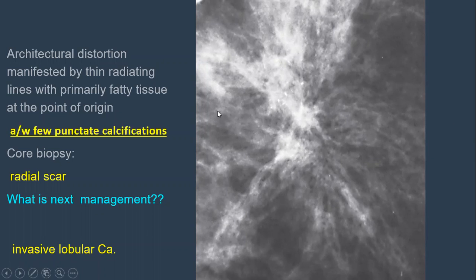Okay. This lesion, after excision and biopsy, was upgraded to invasive lobular carcinoma.